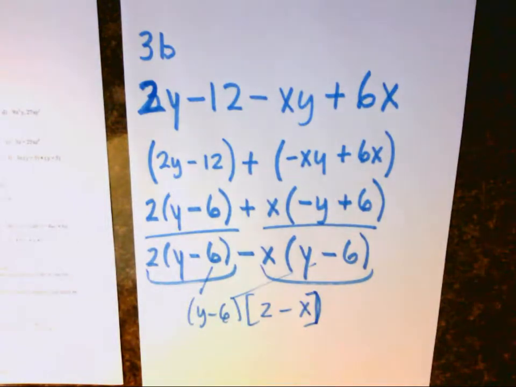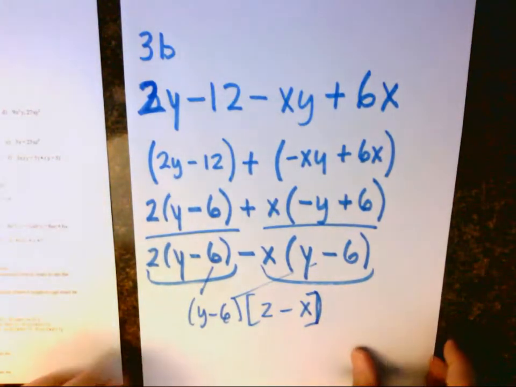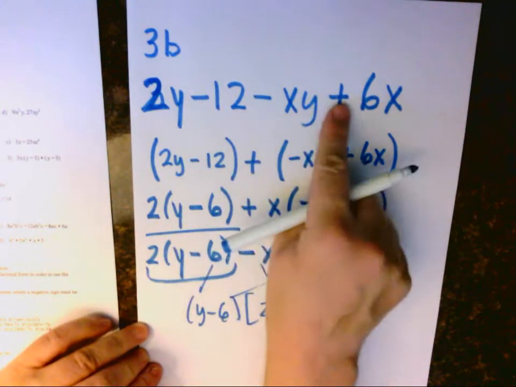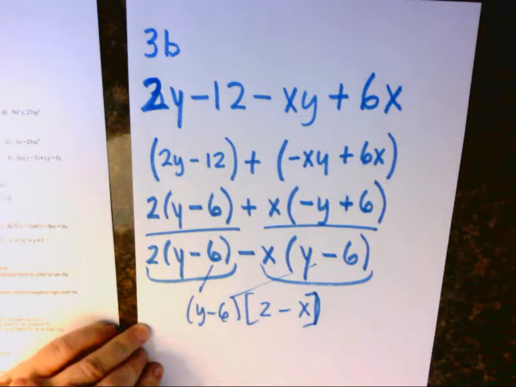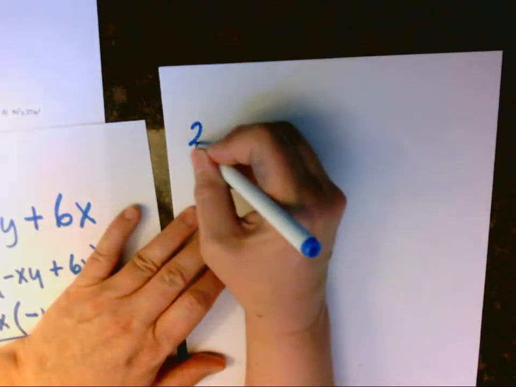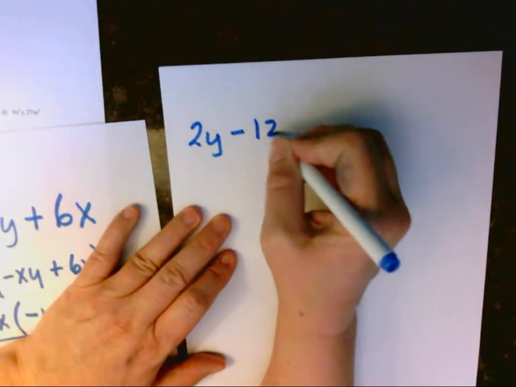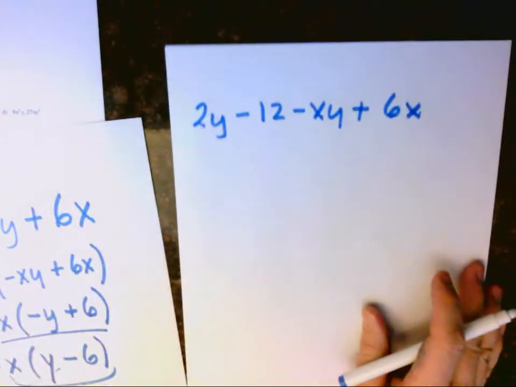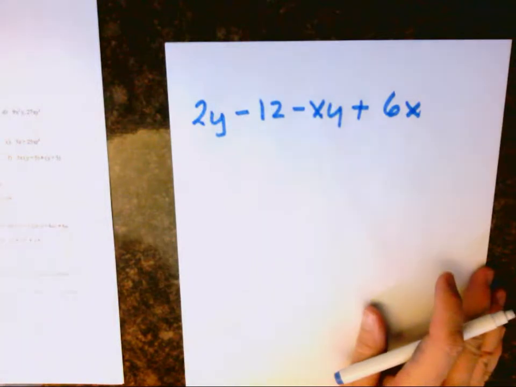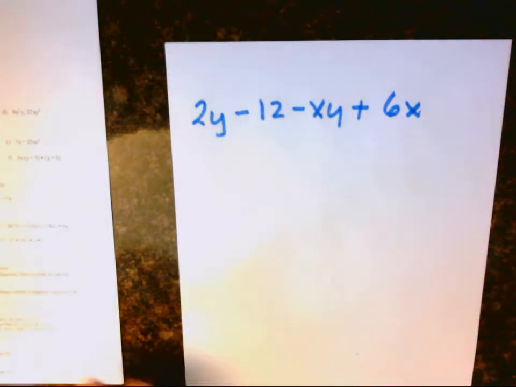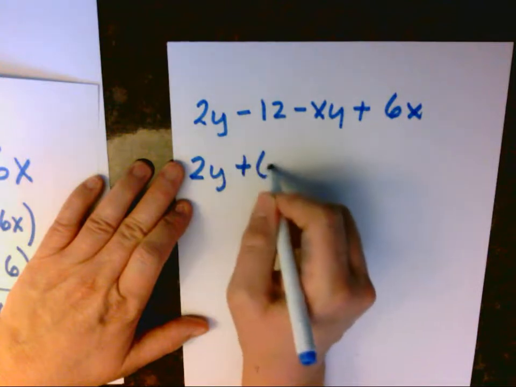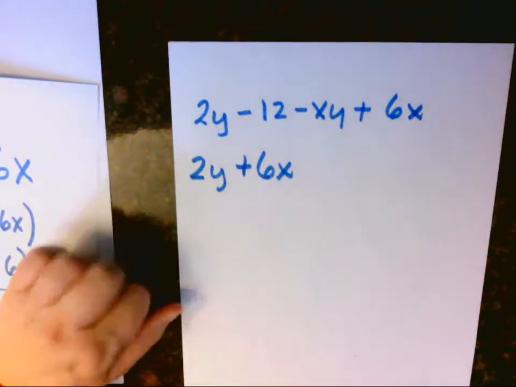Now, let me show you another way you can do this if you didn't like that, which I know some of you didn't. The problem was that this one had a negative and that one had a negative, and the negatives were in a different place. So let's take this exact same problem and show you an alternate way to do it. I'm going to put the 2y plus 6x at the beginning.